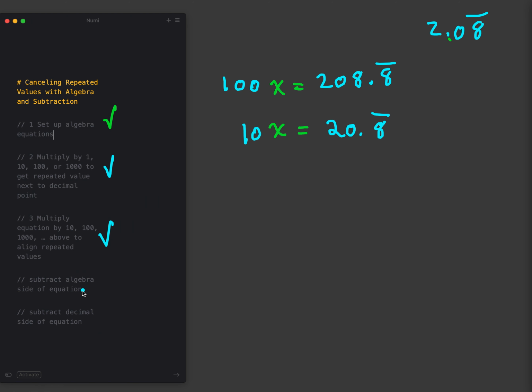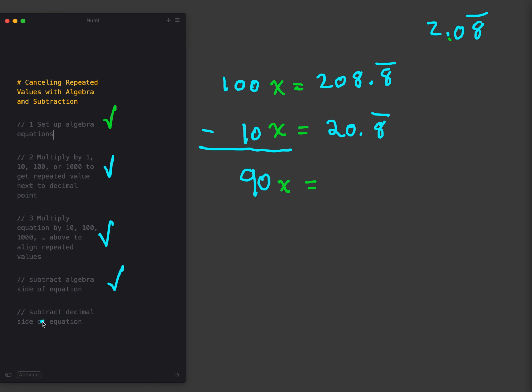Okay, but the next step is to subtract the algebra side of the equation. So the side with the x's is the algebra side. So we're going to subtract this side. And so I have 100x minus 10x. Well, 100 minus 10 is 90x equals, and then I'm finished with that.